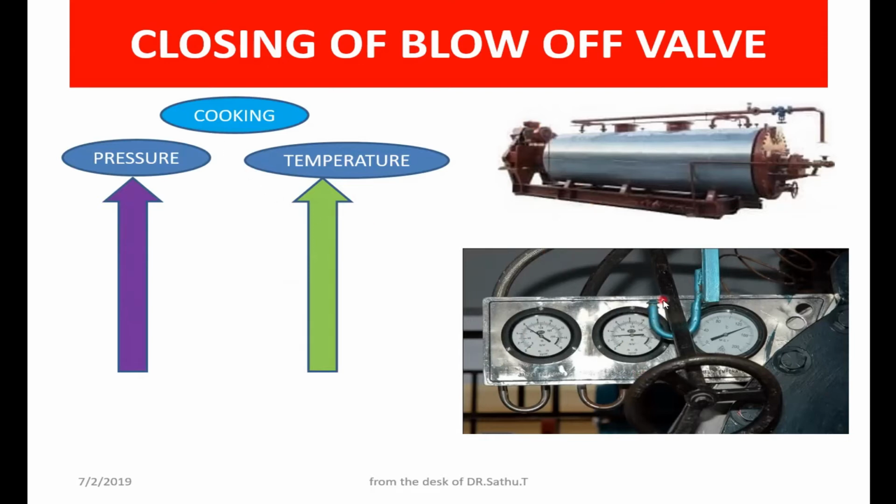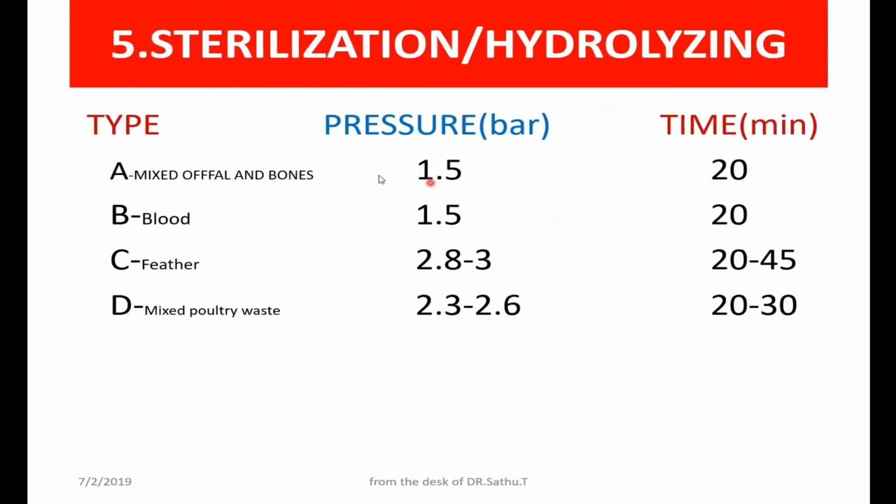So after we attain a particular temperature, the next stage comes once it attains the sterilization temperature or hydrolyzing temperature. For example, in the case of mixed offals and bones, we have to do the pressure cooking up to 1.5 bars. We know the atmospheric pressure is 0 bar, so from 0 bar the pressure will rise to 1.5 bar. For blood also, we should cook to a pressure of around 1.5 bars, and you have to keep it for a particular time. Then only we can say it is sterilized. We have to keep it for an optimum of 20 minutes, and in the case of blood, 20 minutes.